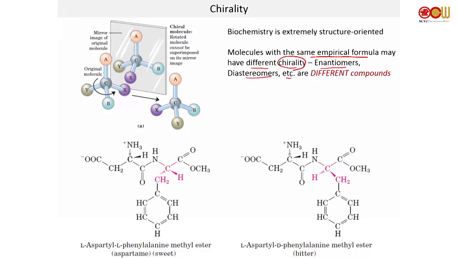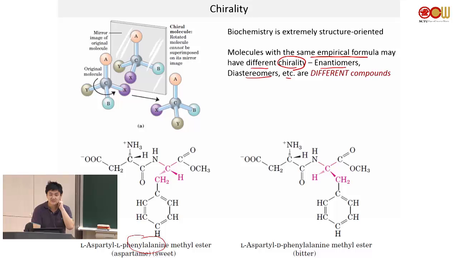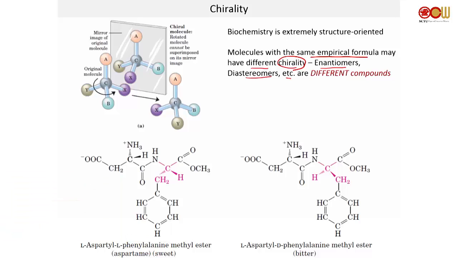For example, this is aspartame. Aspartame is a type of sugar substitute. Sugar substitute, do you know what that is? 代糖. Okay, sugar substitute. Aspartame is a pretty common sugar substitute that you will see around in shops. Essentially, it has several chirality or chiral centers. For example, one here.